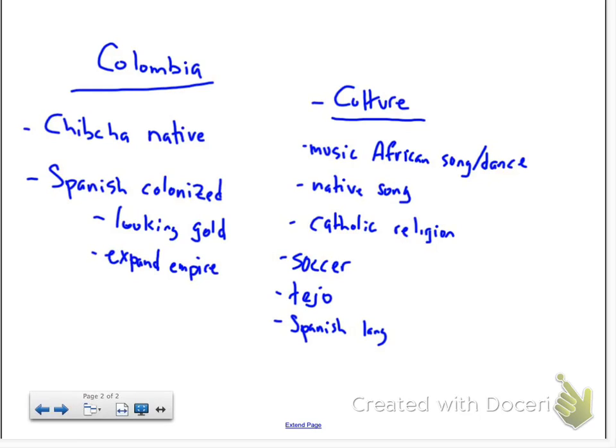Good. Now, just like the physical features, I asked you to be specific. I'm going to ask you, as far as culture goes, I want you to be specific. I don't want to see things like just the word religion or just the word sports or just music. I want you to be specific as far as religion. What religion? What sports? What kind of music? So you need to be very specific when talking about culture, okay?